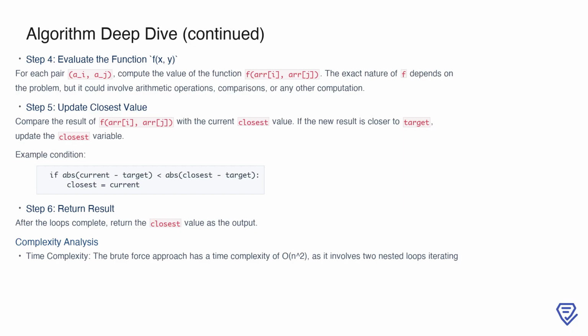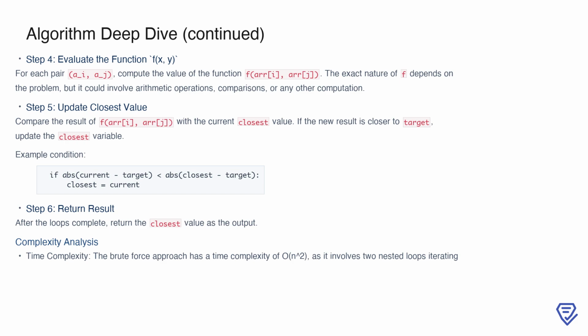The goal is to check whether this result is closer to the target than the current value stored in closest. For instance, we calculate the absolute difference between the function result and the target, and if this difference is smaller than the current closest difference, we update closest to the new value. Once all pairs have been processed, the final value of closest is returned as the output.